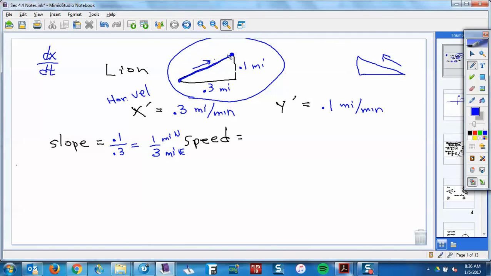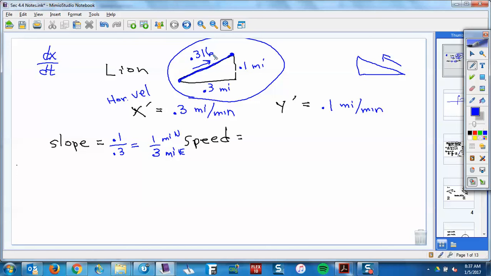0.1 squared plus 0.3 squared is what? 0.1 squared plus 0.3 squared and then the square root of that? That would be how far he goes, but that's in 1 minute, so it would also be how fast. So he goes 0.316 miles in 1 minute.